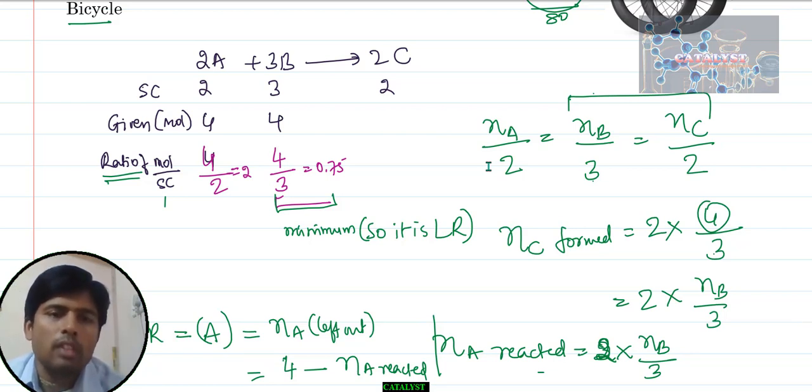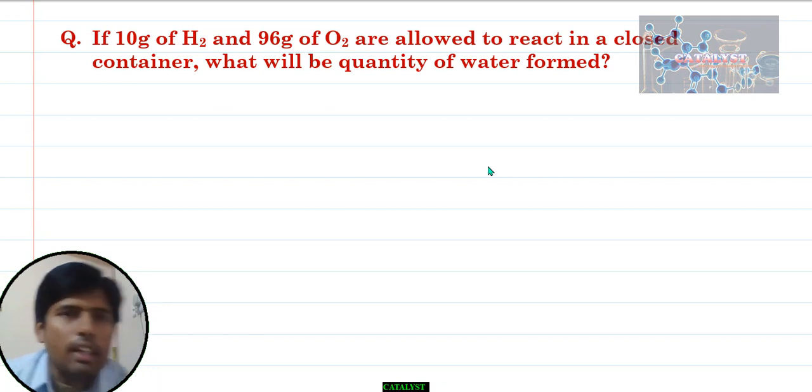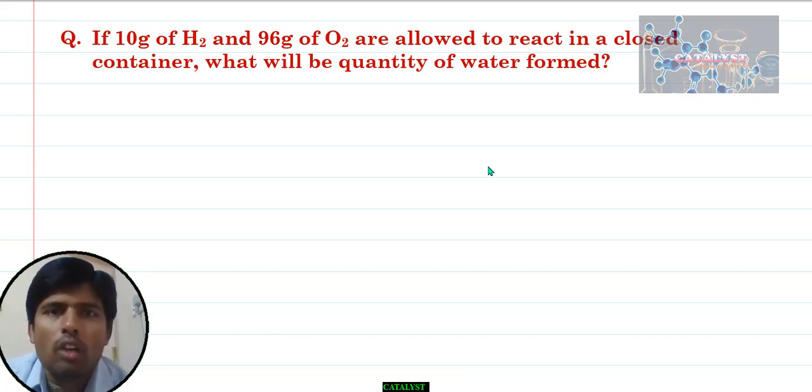So we can substitute that and calculate excess reagent. So let me take one sample question here. So this is the question. If 10 gram of H2 and 96 gram of O2 are allowed to react in a closed container, what will be quantity of water formed?